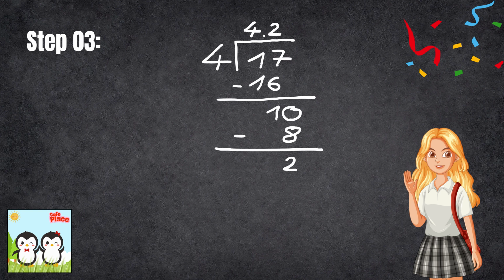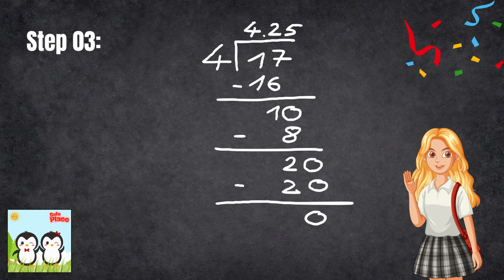Complete the division. We still have a remainder of 2, so we need to keep dividing. Just like before, we add another 0 to the remainder. This turns the 2 into 20. Now we ask again, how many times does 4 go into 20? It goes in exactly 5 times, because 5 times 4 equals 20. So we write 5 as the next digit in our answer, right after the 2. Our answer is now 4.25.